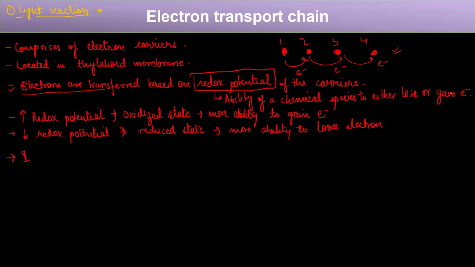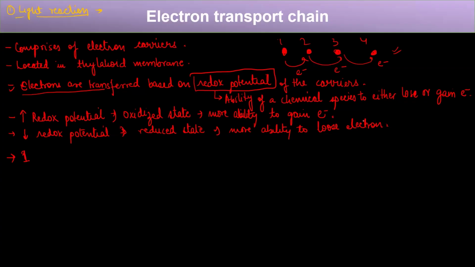So it is the ability of a chemical species to either lose or gain electron. Now, if a species has a high redox potential, it means that it is under the oxidized state, and it means that it has more ability to gain electron. And if a species has a low redox potential, it means that the species is in the reduced state, and it has more ability to lose electron.